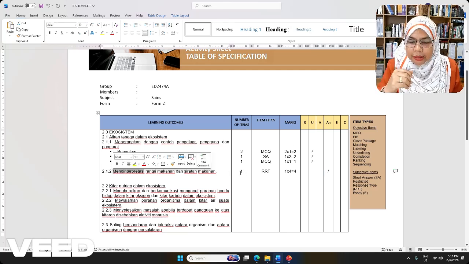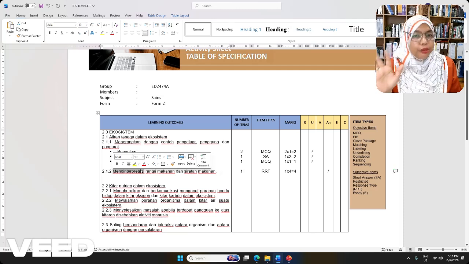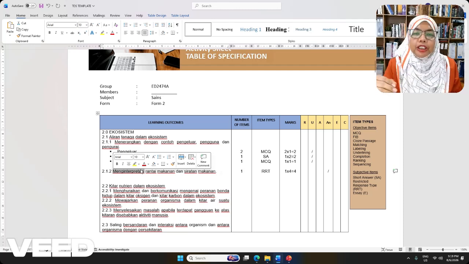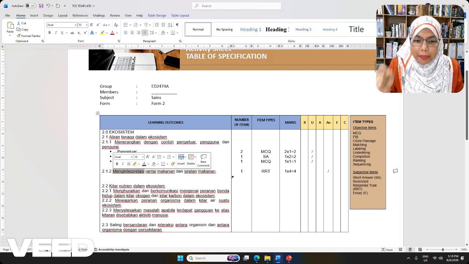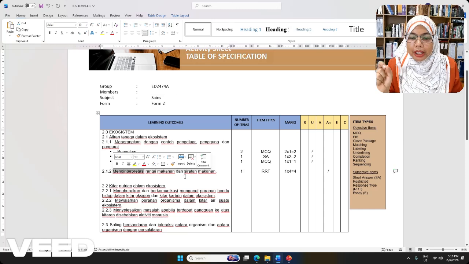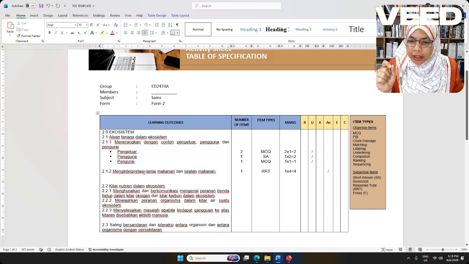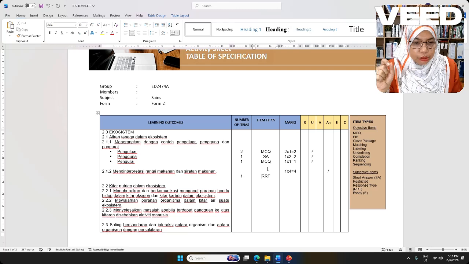Can we develop an item that is more difficult than this? No problem. Yes, you can, as long as we have taught or students have sufficient knowledge to answer the questions. But if you want to have analysis question, it's fine. But you must also have questions representing this learning standard. So maksudnya kena buat juga soalan pada aras 2.